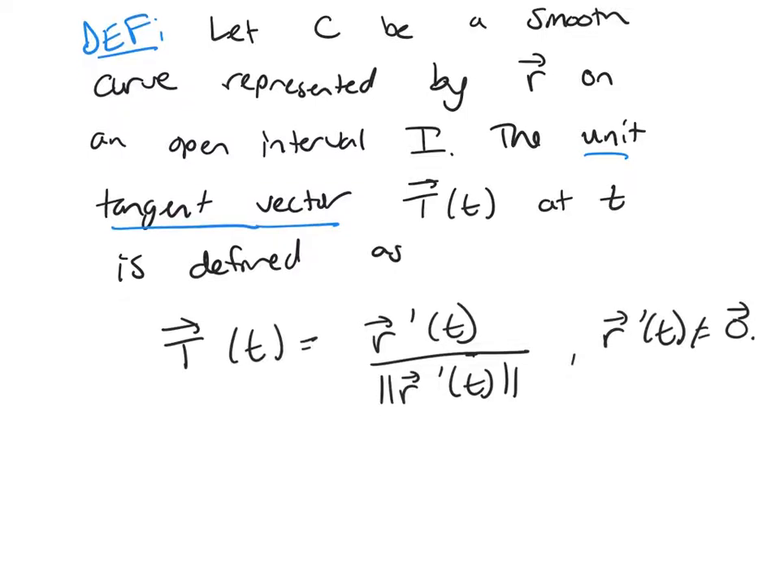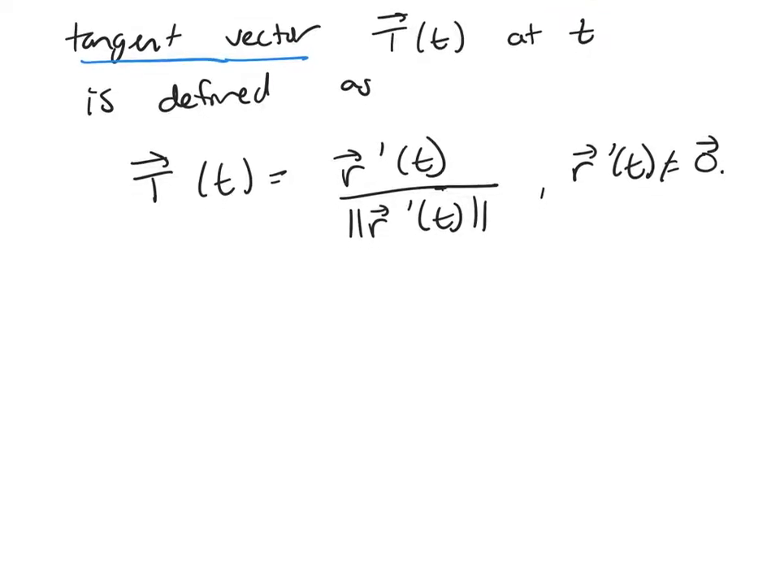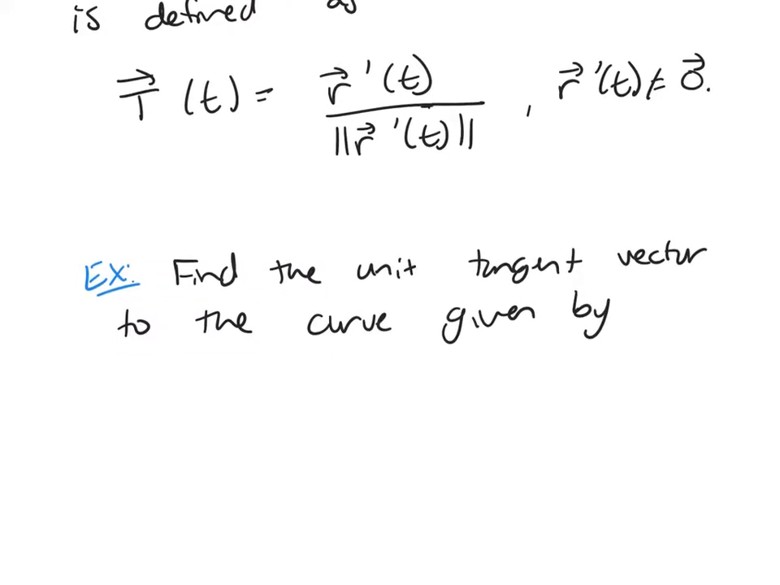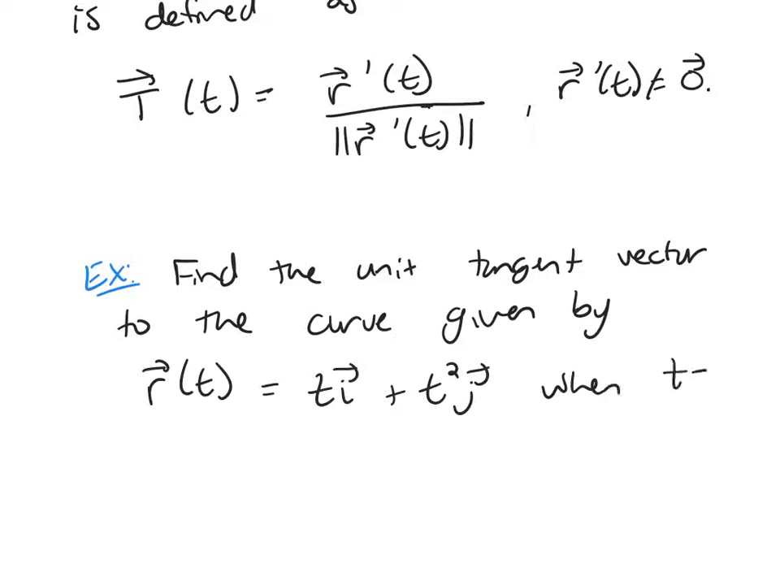So let's look at an example where we're trying to find this unit tangent vector. Let's find the unit tangent vector to the curve given by r of t equals t i plus t squared j when t equals 1.